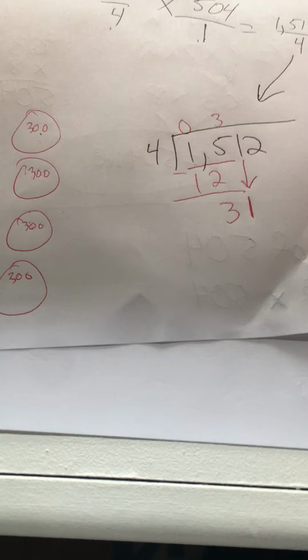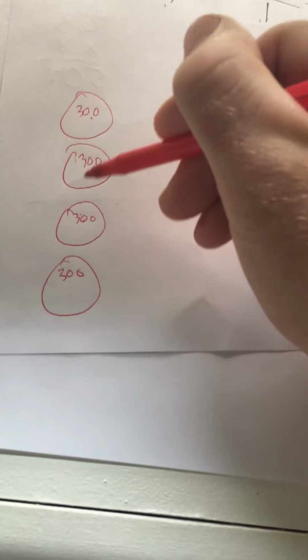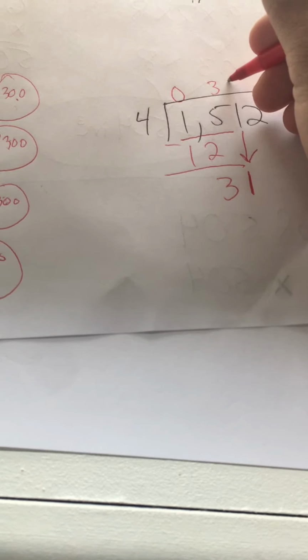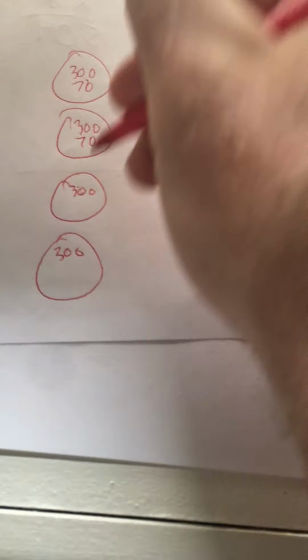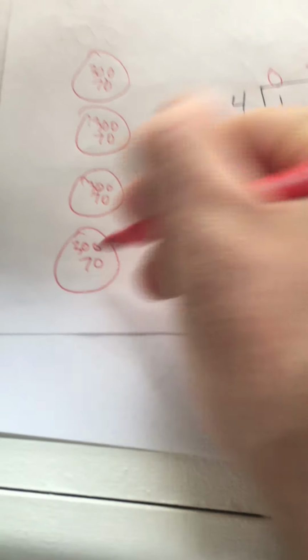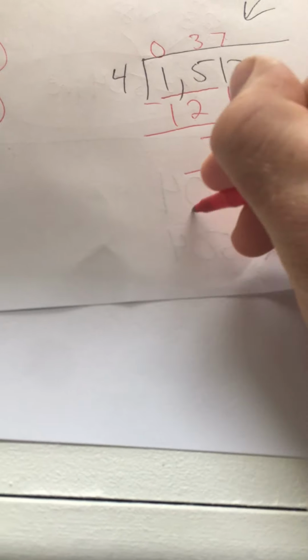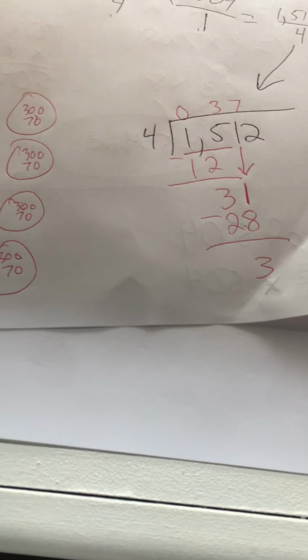If we had 31 tens and we were breaking those into 4 groups, we can't put 8 into each group because that would be 32 tens. And we only have 31. So it's got to be 7. So we're going to put 7 tens, which is really 70, into each group. So 7 times 4 is 28. And when we subtract, we still had 3 tens left.